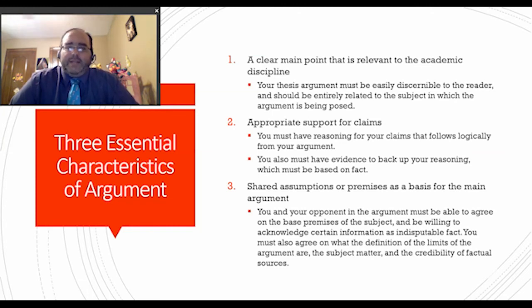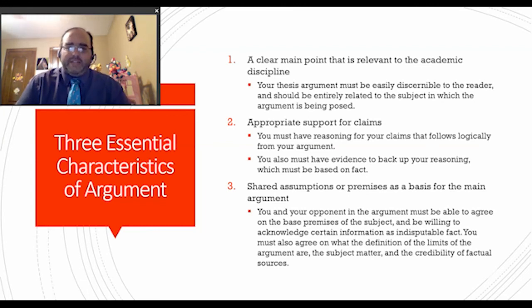So your thesis statement has to be understandable. It has to be quick to pick out. Your reader has to be able to understand it completely. They have to understand this is the side you're taking, this is how you're approaching it, and now the rest of it is going to be you justifying that side. Which leads us to number 2, appropriate support for claims.